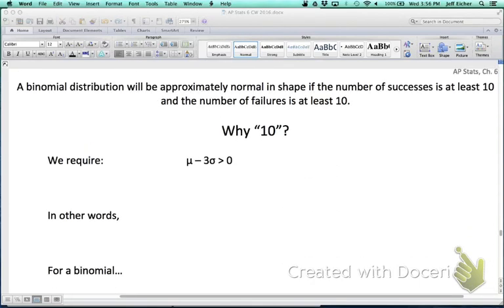On the next page, and the last page, I have a little proof here to explain where the 10 comes from that we had just written. np is greater than 10, and n times 1 minus p is greater than 10. Where that 10 comes from, but rather than make this video longer than it already is, I will save that for another day, and you can begin your homework.